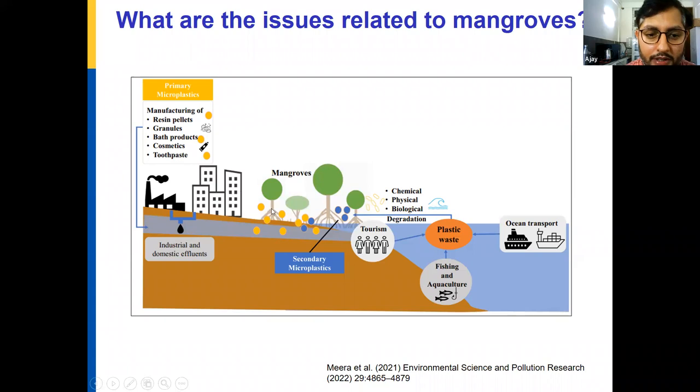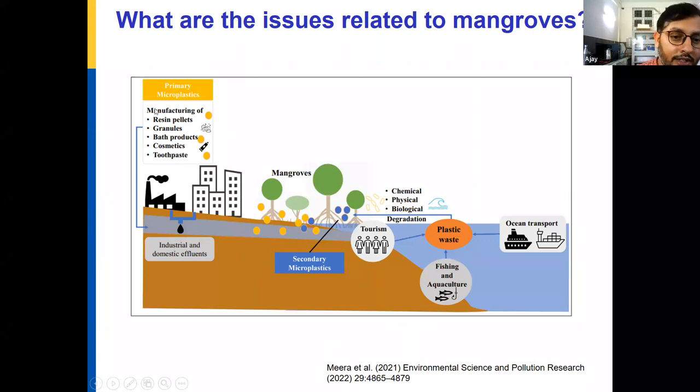Another important issue with respect to the mangroves is plastic and microplastic pollution, which is also creating huge problems for the mangroves. You can see various microplastics, which, as you must have recently heard, are the biggest pollution threat, not only to humans but also to aquatic animals and aquatic plants, including mangroves. But there is not much research on that. This paper we have published in Environmental Science and Pollution Research. It's a review article.